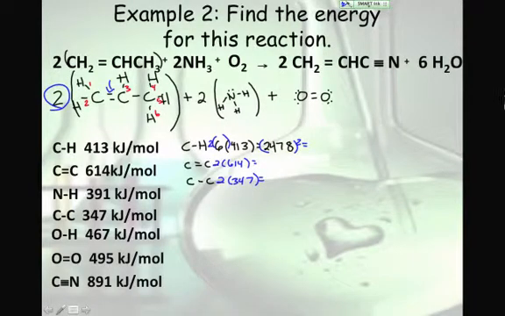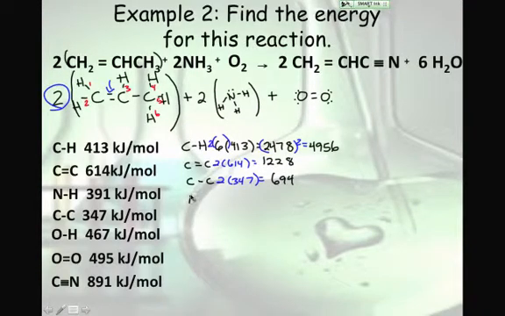So, calculator time. So I have 4,956 from carbon and hydrogen bonds, 1,228 kilojoules per mole for my carbon-carbon double bonds, and 694 kilojoules per mole for the carbon-carbon single bond. There's that molecule done. Now let's look at the ammonia.